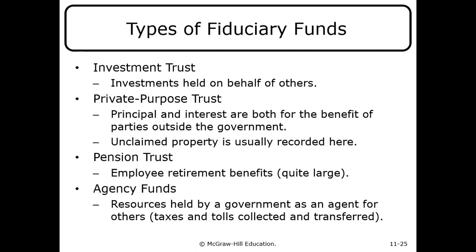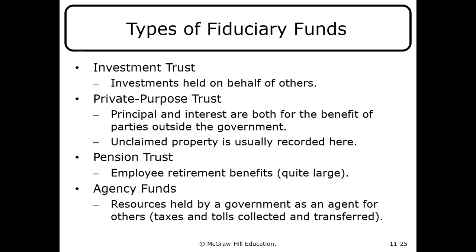A private purpose trust fund. The second fiduciary fund type accounts for monies held in a trustee capacity for the benefit of specifically designated external parties, such as individuals, private organizations, or other governments. Again, some unclaimed property is usually recorded here. So sometimes people never claim something they own, and the state gains receipt of it. It's usually money. They never claimed their tax refund. They never claimed something that the government owed them.